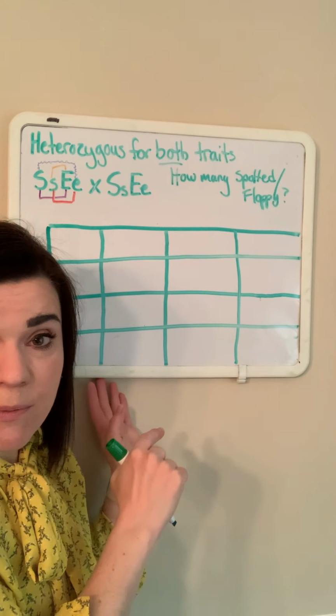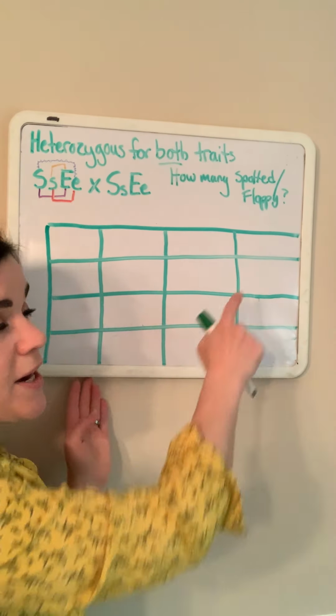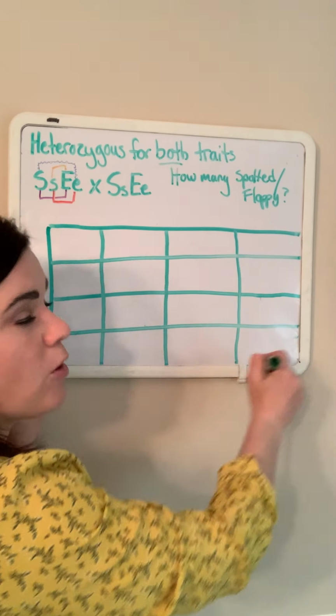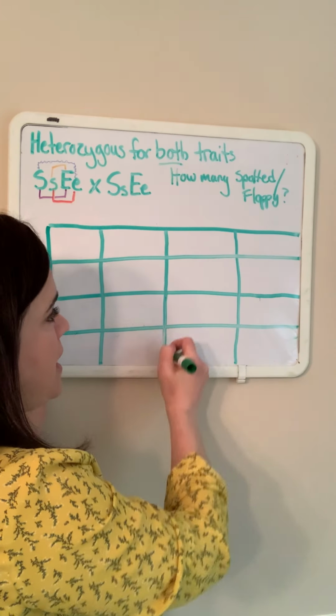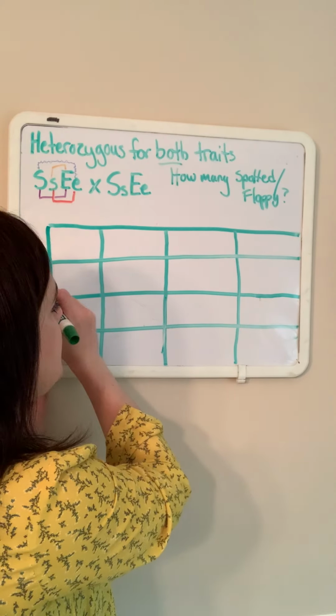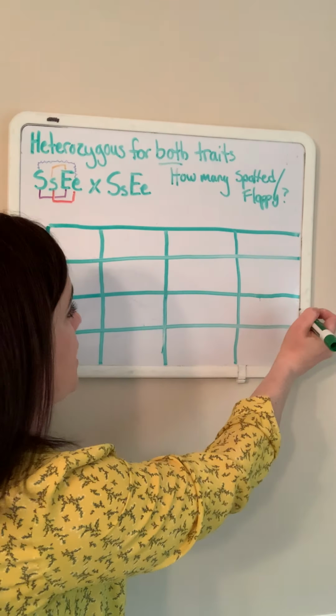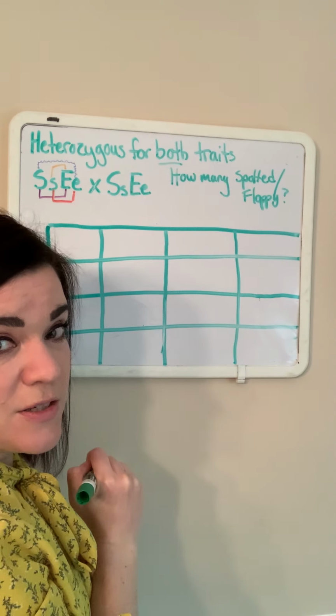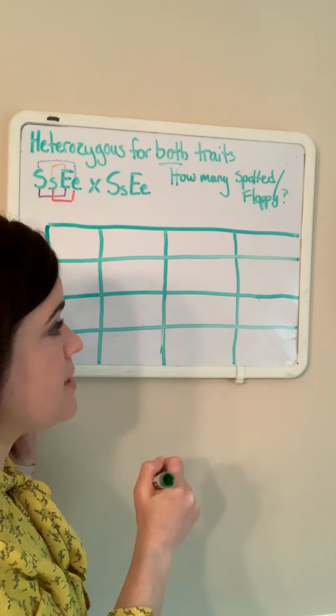Because it's a dihybrid cross, I need to make myself a Punnett square with 16 squares. It's really easy. You just draw a square or rectangle, and then you divide it in half down the middle, and then half again this way, and then half, half, half, half, okay? So it's actually pretty easy to do the 16 squares.